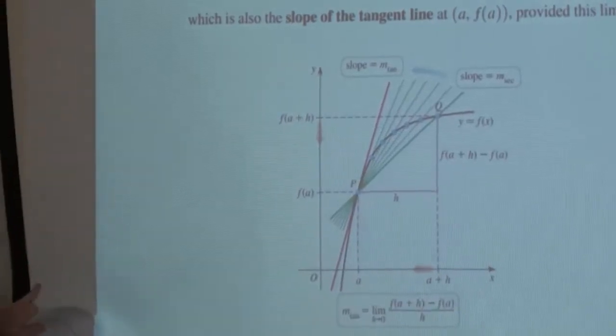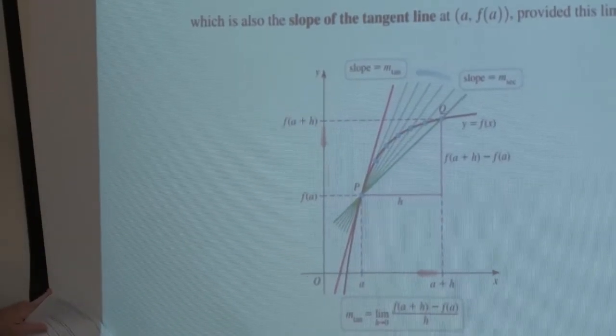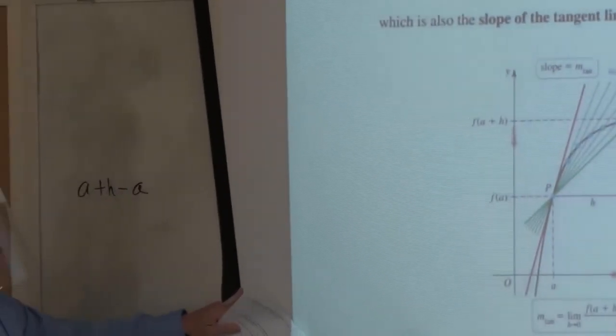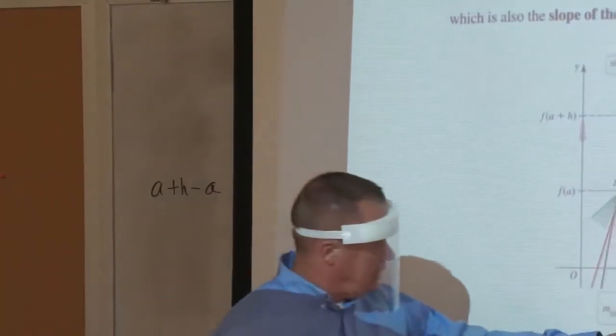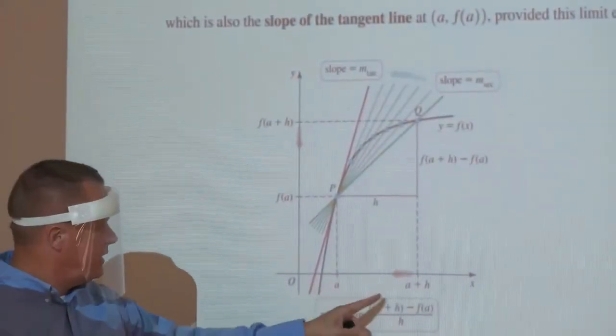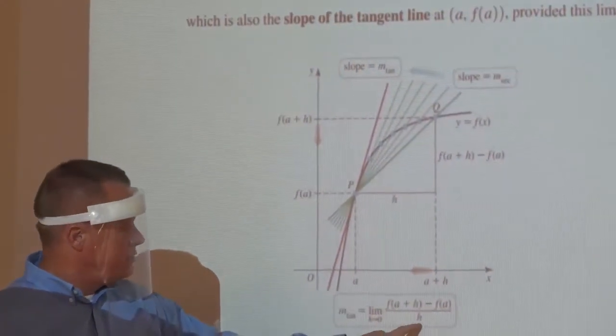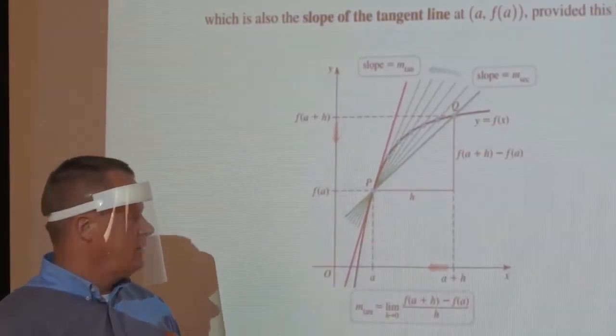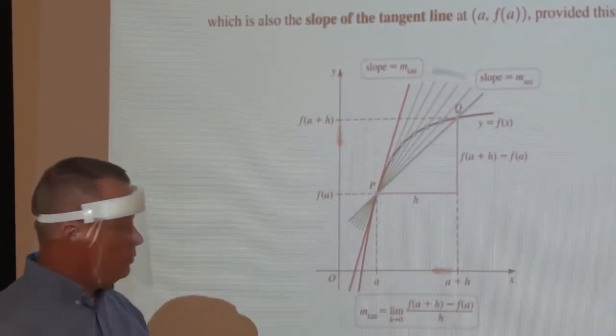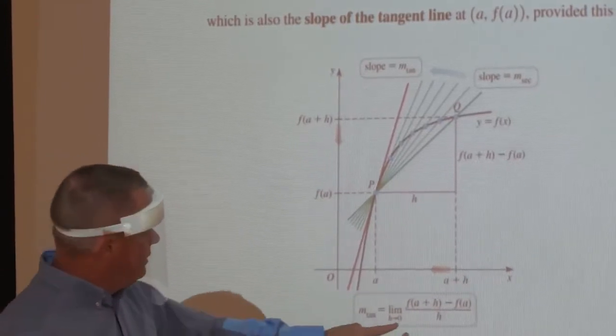You can see this over here. If I do a plus h minus a, what does that give me? H, right? So all I got is h, because if I subtract this one minus this one, that's what I end up with. Okay? Questions about that?